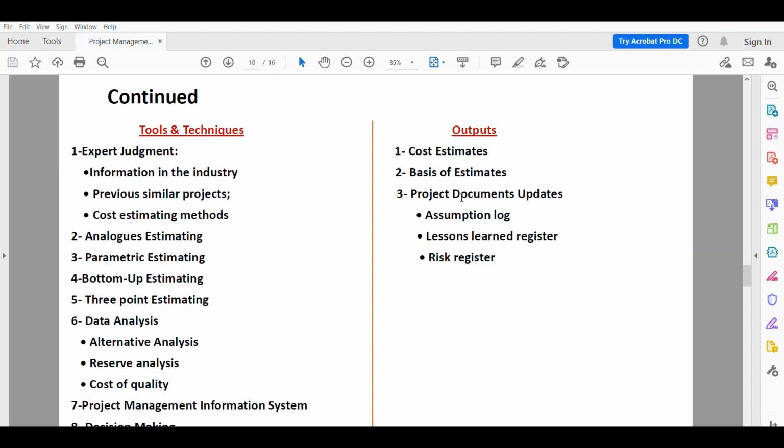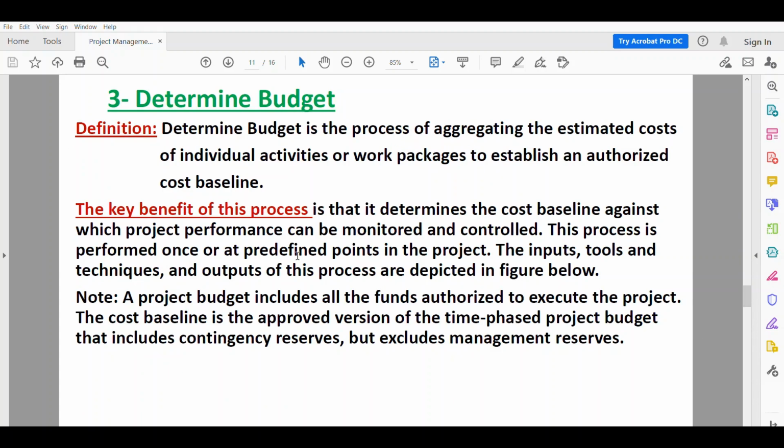And the other output of this process is the basis of estimates, and also we update the project documents like the assumption log, lesson learned register, and risk register. The third process here is determine budget. So we planned the cost management, we estimated the cost, and now we determine the total budget of the project.